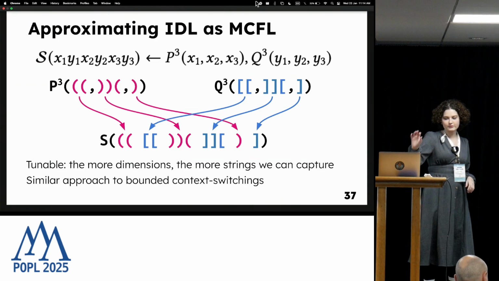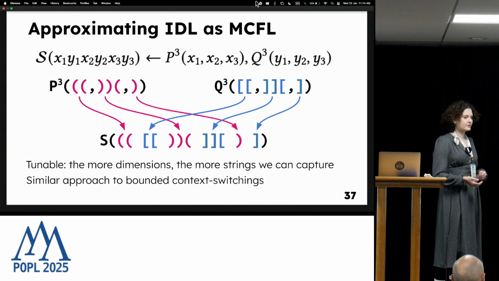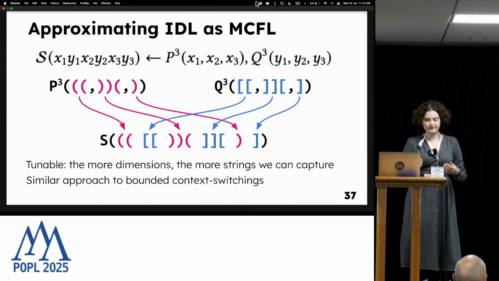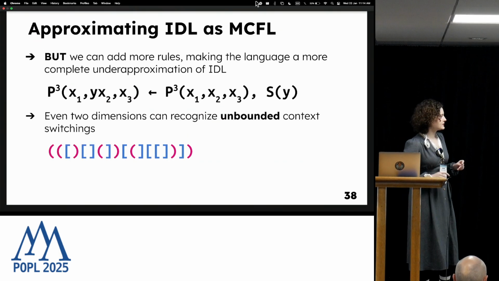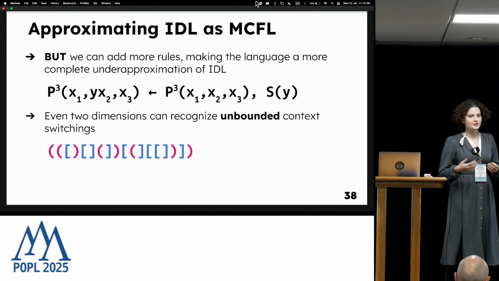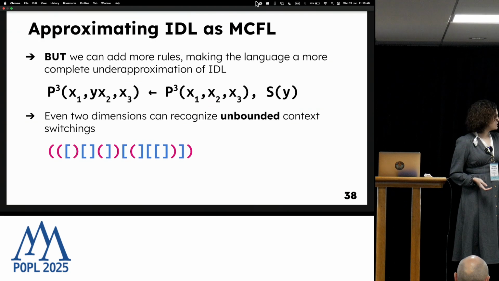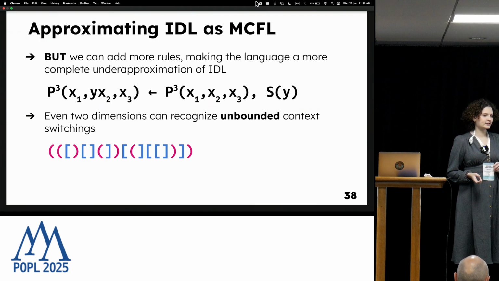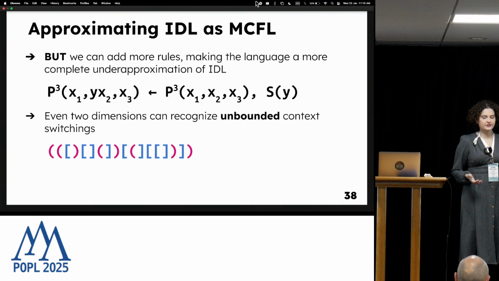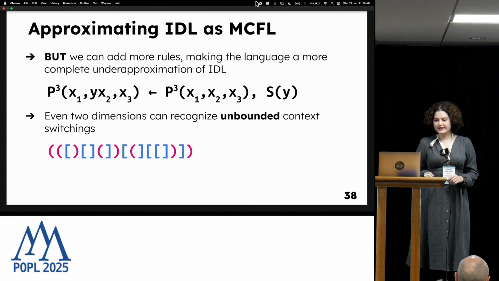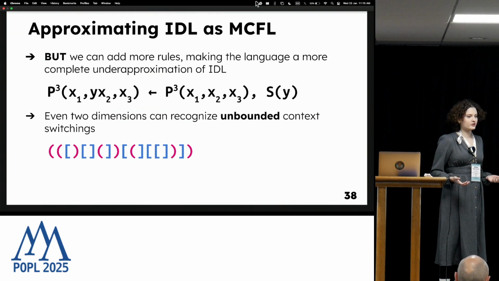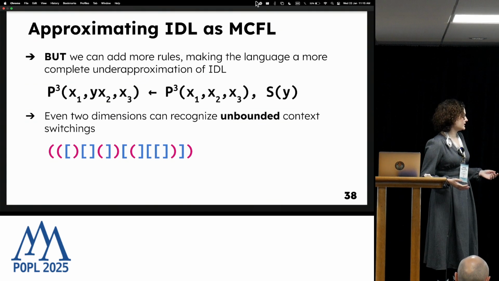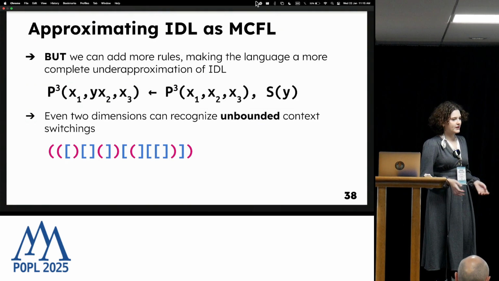And this grammar that I just described is similar to bounded context switching in terms of recognizing these interleaved Dyck languages. But we are more expressive in the sense that we can add more rules as long as we don't break the fact that it's an under-approximation. For example, if S is in the interleaved Dyck language, we can just insert it arbitrarily anywhere, and we're still going to have a sound under-approximation. And now, with these rules, our generalization is much stronger than bounded context switching. So even for 2 dimensions, we can recognize strings that have an unbounded number of context switches.